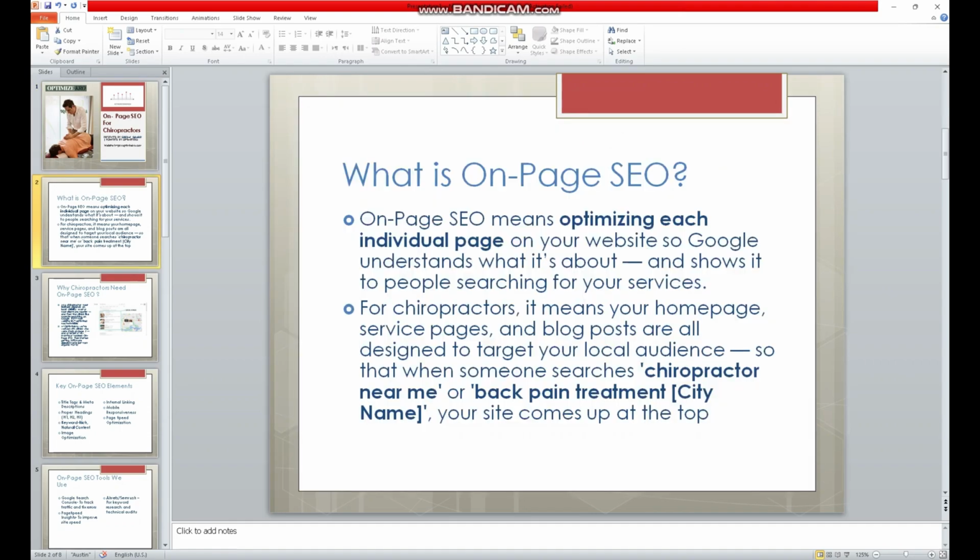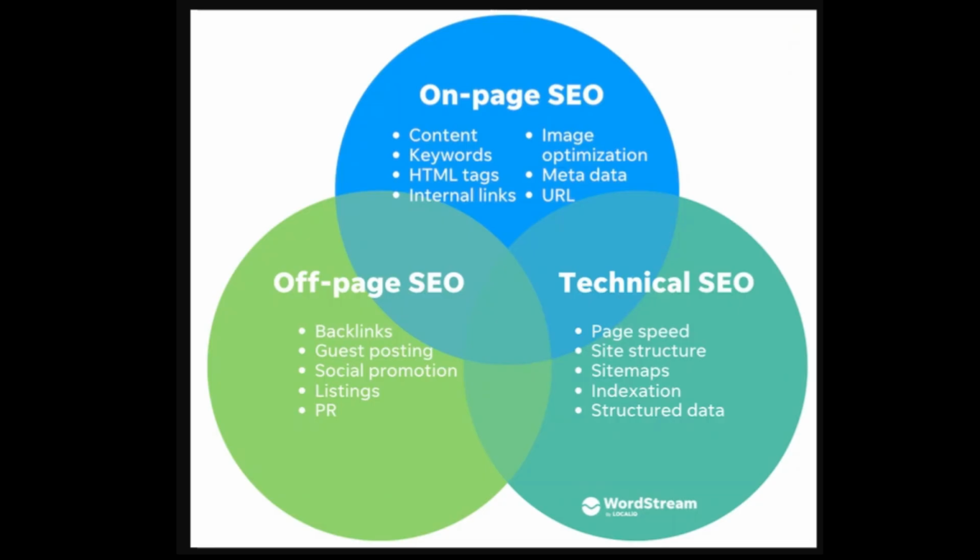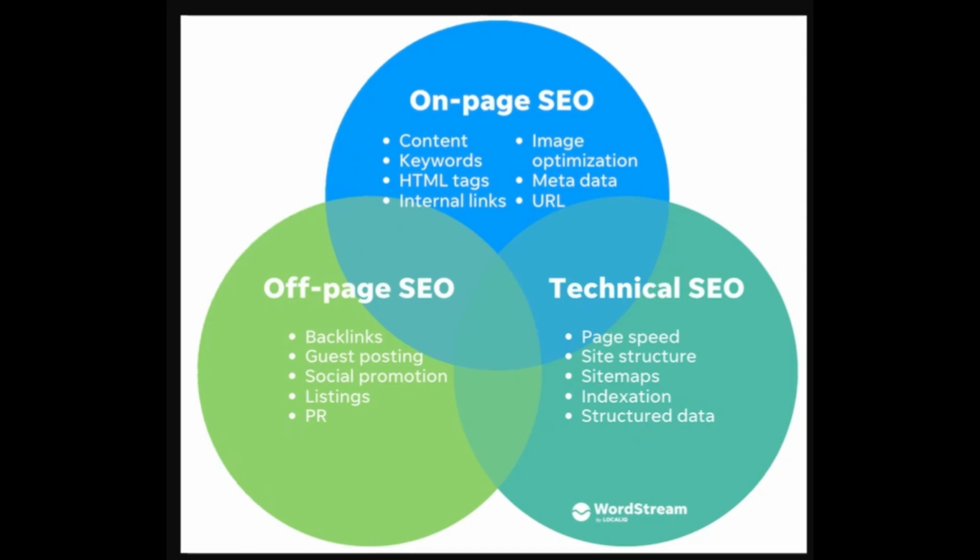Let's start with the basics. What is on-page SEO? On-page SEO means optimizing each individual page on your website so Google understands what it's about and shows it to people searching for your services. Some people even get confused about on-page SEO and off-page SEO. On-page SEO components are content, image optimization, keyword placement, HTML tags, internal links, metadata, and URL. And off-page SEO consists of backlinks, guest postings, social promotion, listings, and PR.